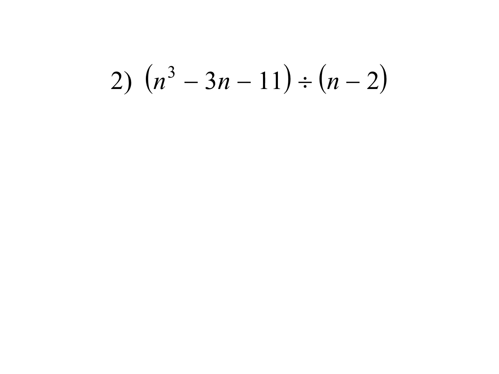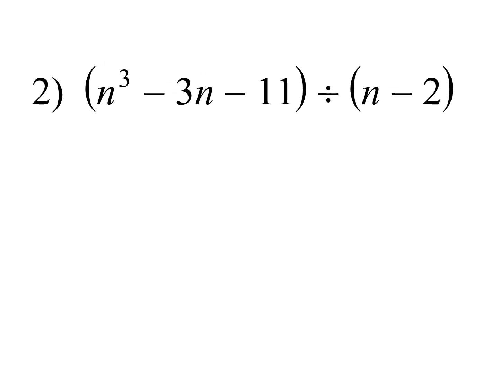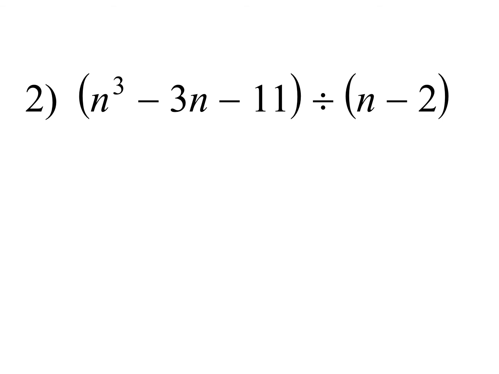All right, starting with number 2. Remember, we always have to make sure that all of our terms are there. So if we start with n to the third power, that means we need n to the second power, n to the first power, and no n. So what am I missing here? The second power. So I'm going to put a 0n to the second power there.